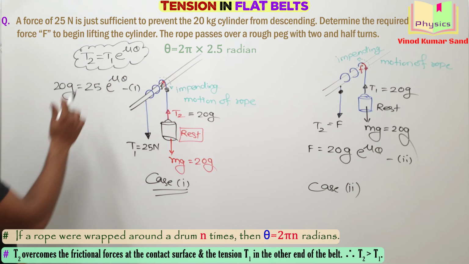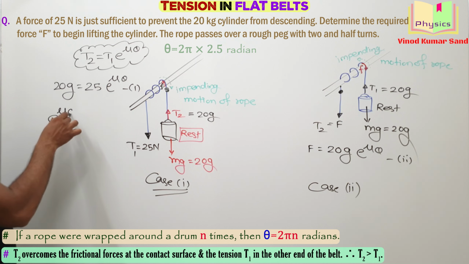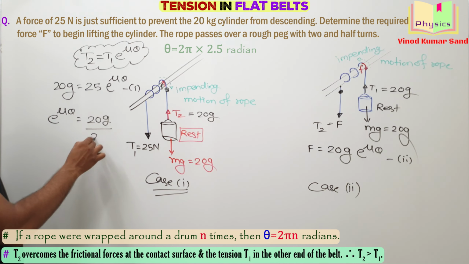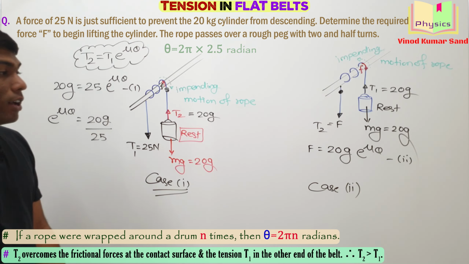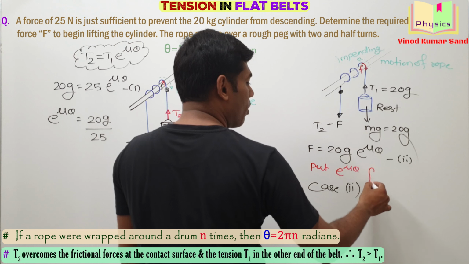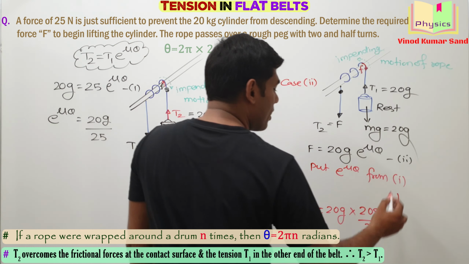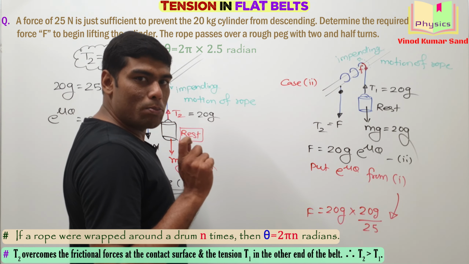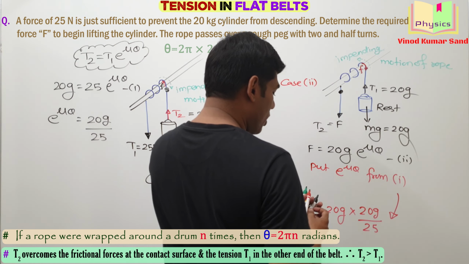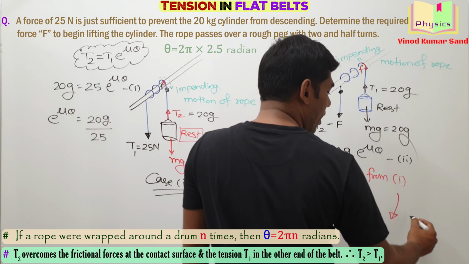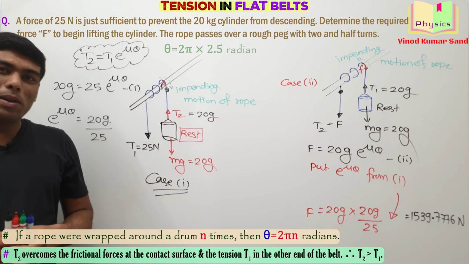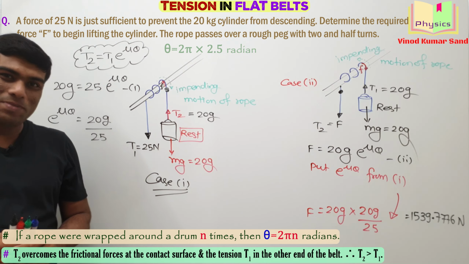It is pretty easy. Can we obtain e to power mu theta from first expression? It can be written as 20G divided by 25. So put the value of e to power mu theta from equation 1. Take G is equal to 9.81 meter per second square and do your computation. You will get the value of F. And now I'll be presenting few problems for your practice.